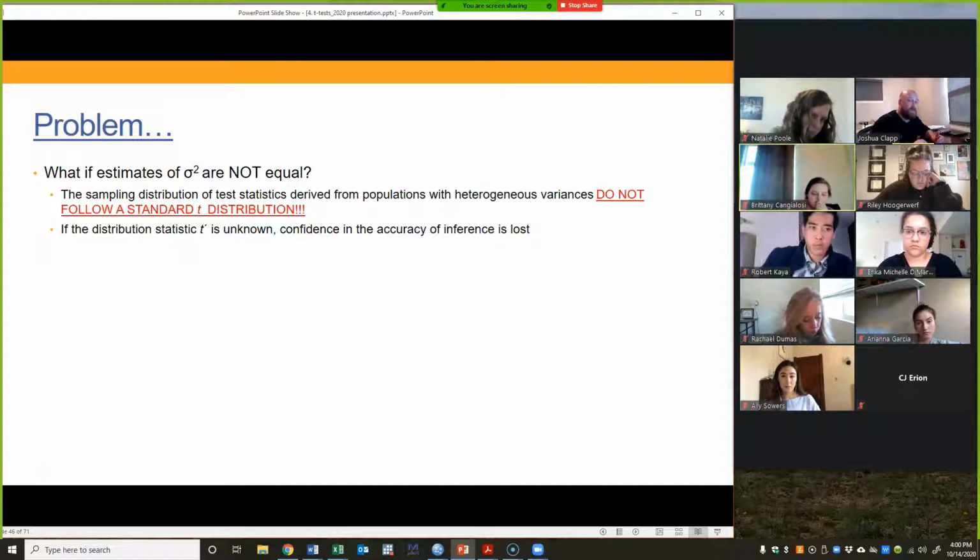Well, the problem is that the sampling distribution of my test statistic, the sampling distribution of t, if I pull my means from populations that don't have equal variance, my t-statistic doesn't follow a standard t distribution. Okay, Rachel, what do we call it when we don't follow a standard known distribution?